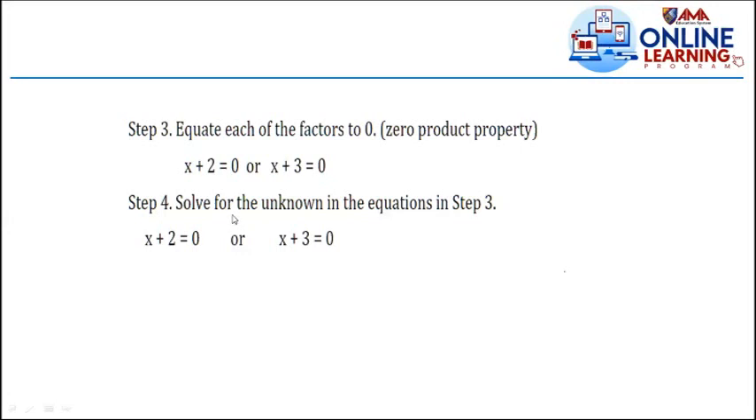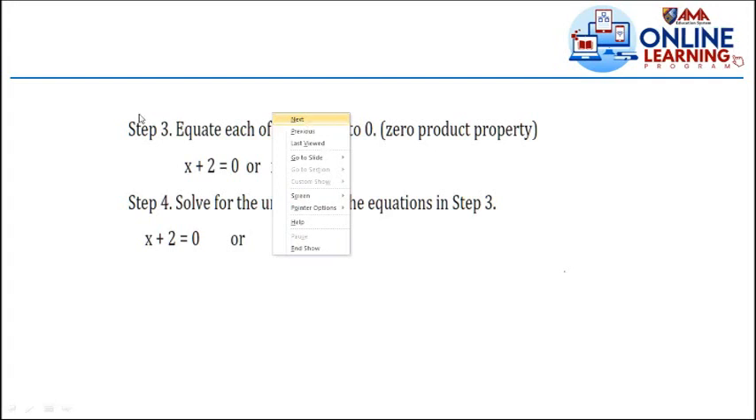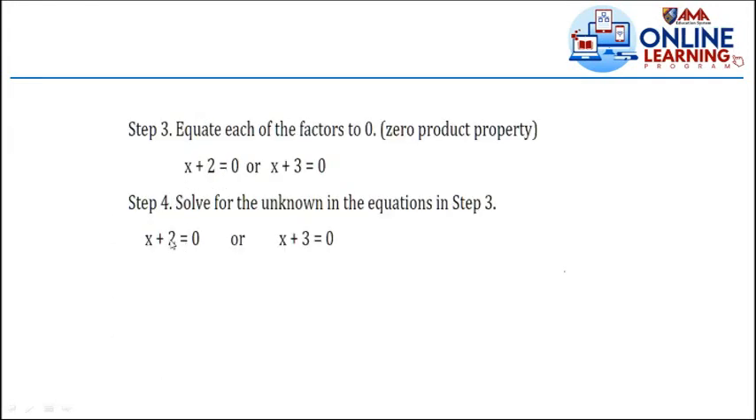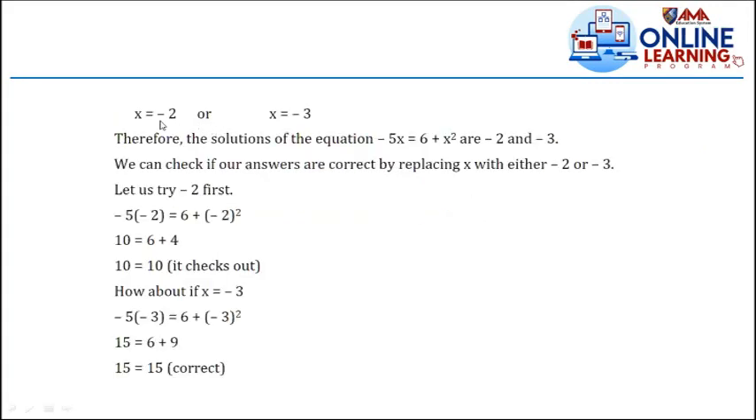Step number 4, solve for the unknown in the equation in step 3. So we have x plus 2 is equal to 0 or x plus 3 is equal to 0. So if we're going to transpose that one, ito ililipat natin, ito ililipat natin. So x will be negative 2. And also, x is equal to negative 3. Kaya sinabi ko sa inyo kanina, dahil quadratic equation po siya, then we're going to have two answers. The first answer, x is equal to negative 2.